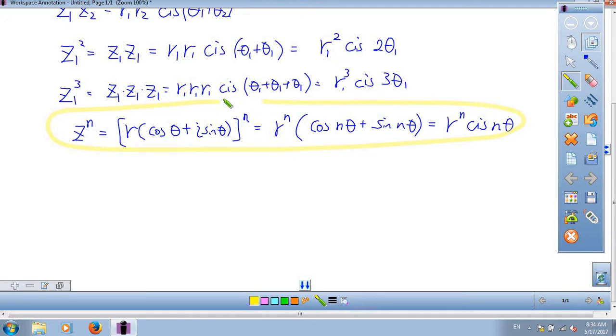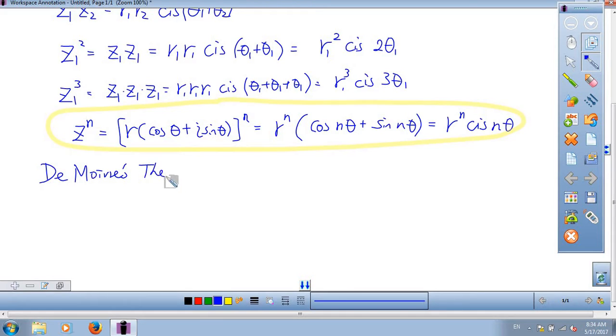We call this De Moivre's Theorem. He was a French mathematician. This is basically saying the nth power of a complex number is a complex number whose modulus is the nth power of the modulus of the given number, and whose amplitude is n times the amplitude of the given number. So the modulus is being raised to the n power, and the amplitude, or the argument, is being multiplied by n, rather than raised to the power.